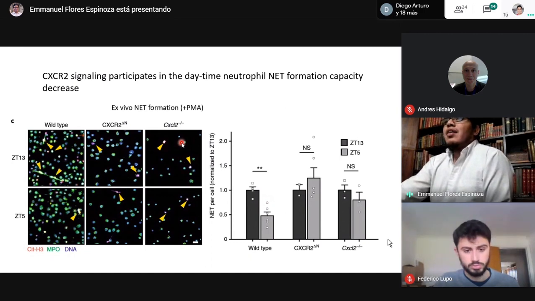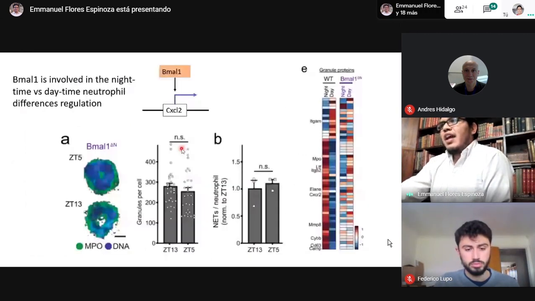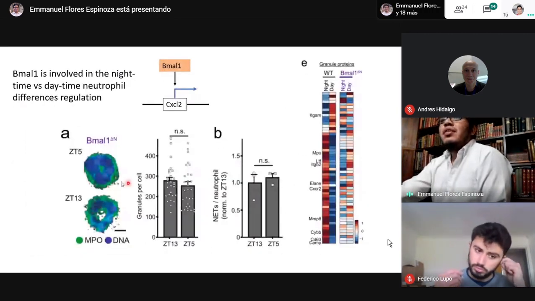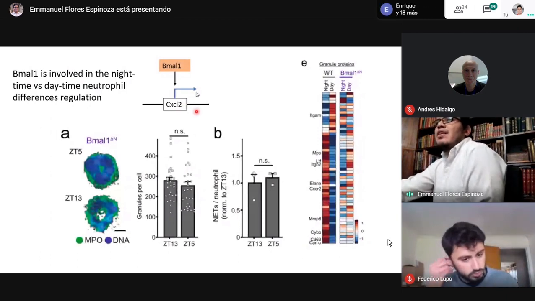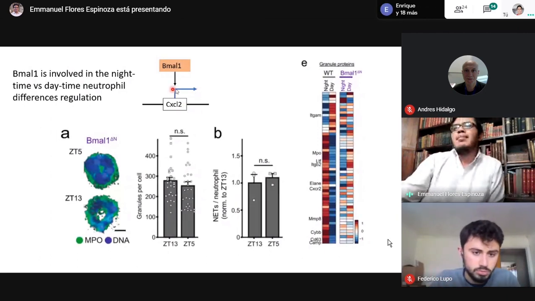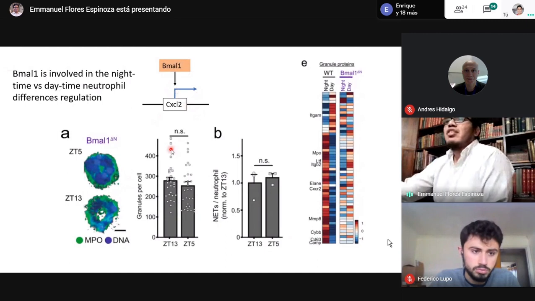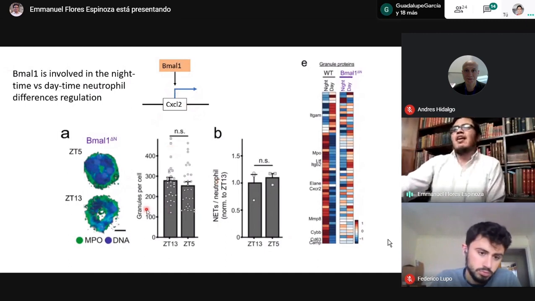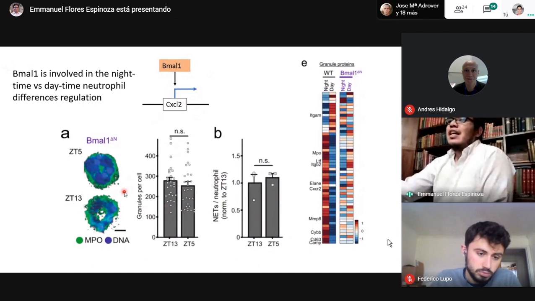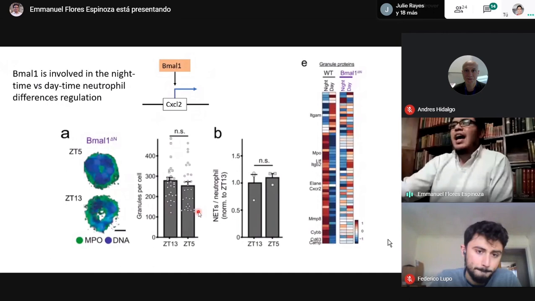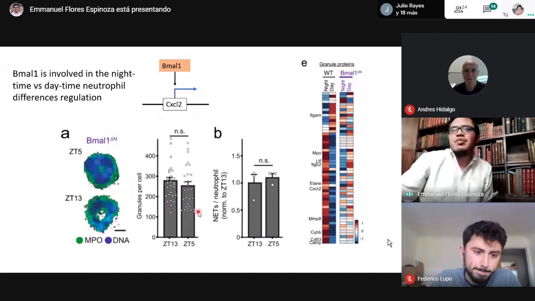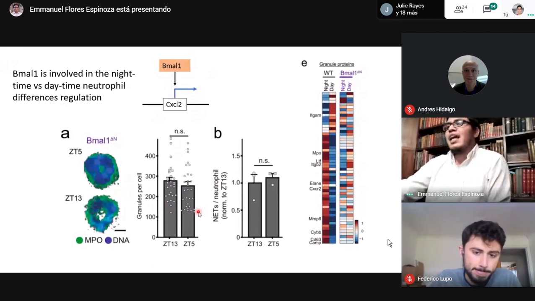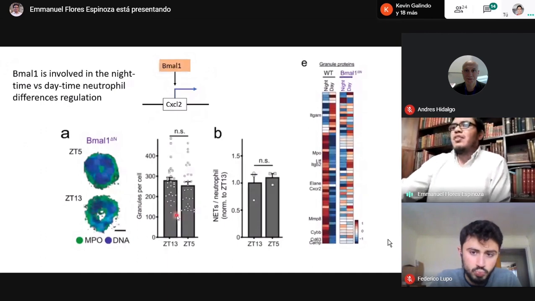And well, we know that Bmal1 regulates the circadian expression pattern of CXCL2. So they evaluated if Bmal1 is involved in the nighttime versus daytime neutrophil differences regulation, and they saw that indeed there are fewer granules present in the daytime neutrophils. When you don't have Bmal1, there is no difference between the daytime or nighttime neutrophil granules.